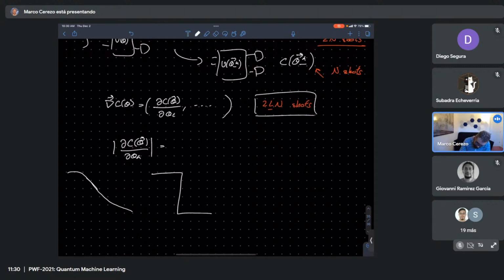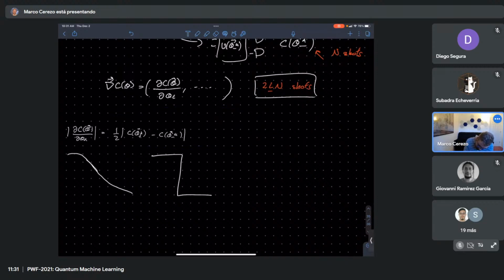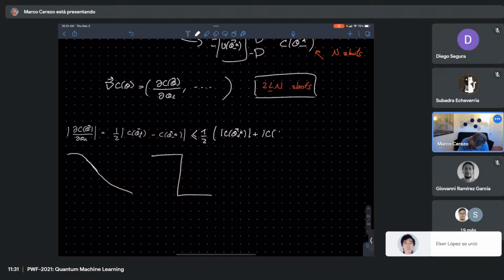Well, we know from the parameter shift rule that this is just the expectation value of C of theta plus k minus C of theta minus k, right? And we can just use the chain. Let me just take this. I'm going to make it smaller and put it here because we're going to require more space. We can use here the triangle inequality for the absolute value and get something that looks like the absolute value of C plus k plus C theta minus k.